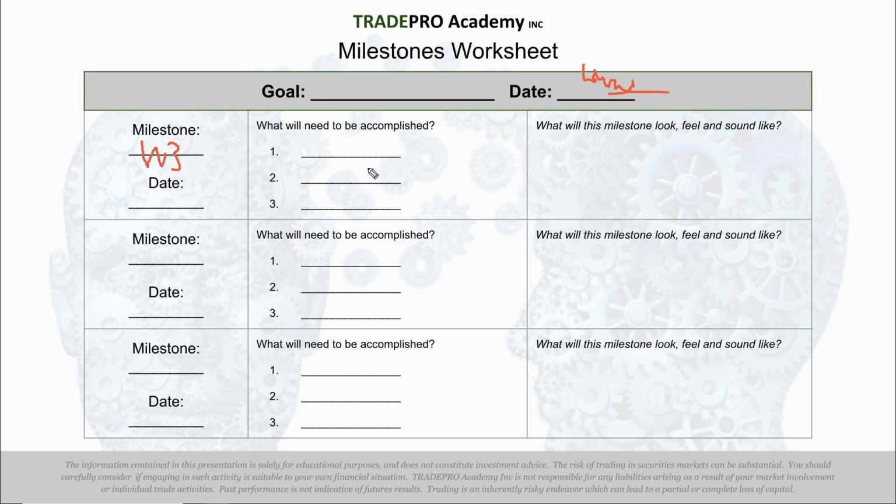These are tangible things. I need to have maybe made $500 a week demo trading. All right, I need to be doing my gratitude journal every single morning and affirmations. I need to be managing risk with no lack of discipline. And then here, personify it, give it life. What will it look like, feel, and sound like? What would that person at that stage of the milestone look, feel, and sound like?